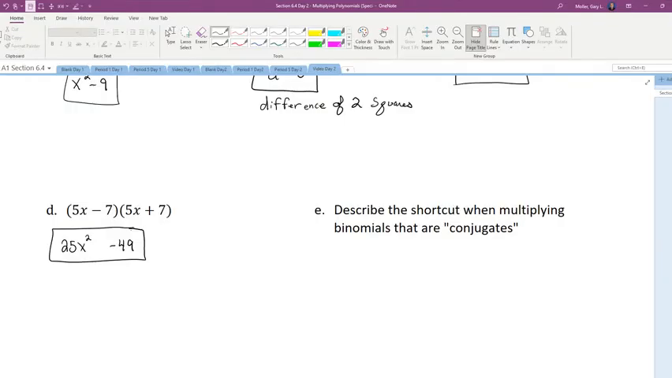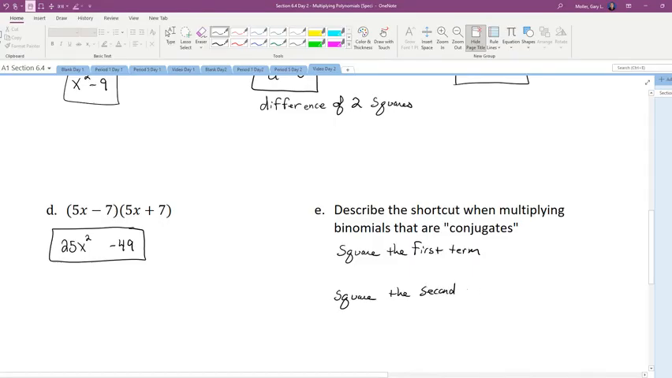So describe the shortcut when multiplying binomials that are conjugates. I guess I would say square the first term, because it's the exact same number. Square the second term, because they're the exact same number. And I guess for a third step, I would say subtract the two. Subtract the results.